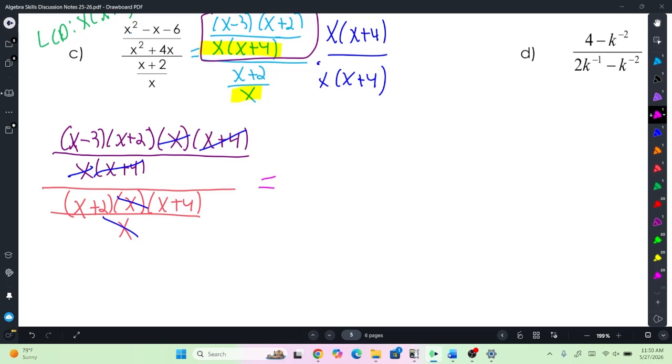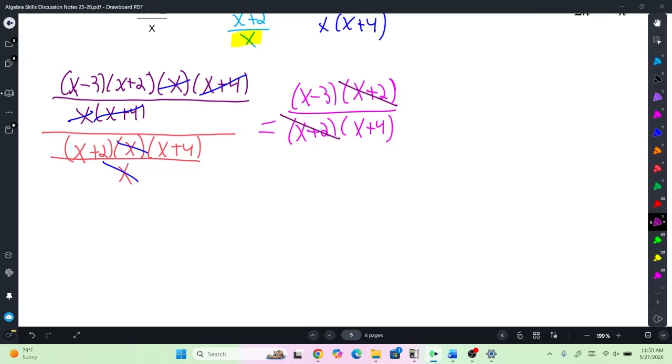So now this is going to equal (x minus 3) times (x plus 2) over (x plus 2) times (x plus 4). Now we have an x plus 2 factor on top and bottom. Those cancel. So this is actually going to be equal to (x minus 3) over (x plus 4) as our final answer.